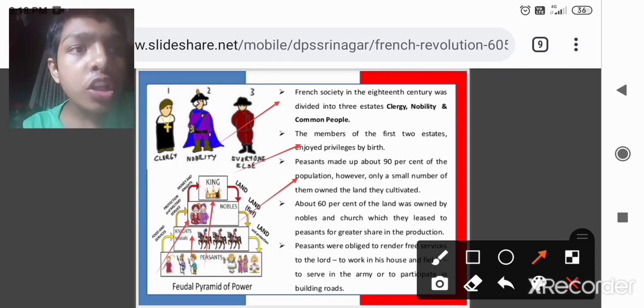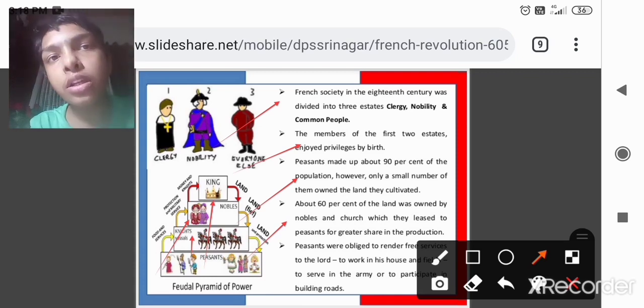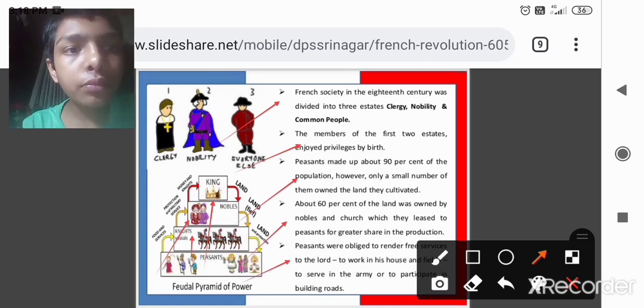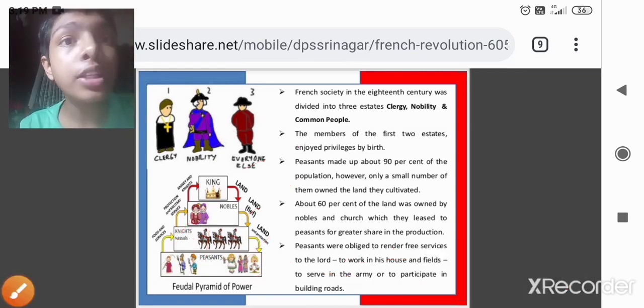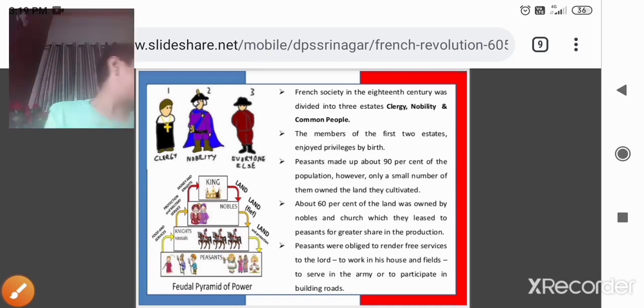Representatives. So about 60% of the land was owned by nobles and church people, which they leased to peasants for a greater share in the production. Now what they wanted was that whatever the peasants produce, they wanted more production. Peasants were obliged to render free services to the lord, to work in his house and field, to serve in army, or to participate in building roads. They helped without pay. You see? They were rendering free services to the lord, to work in their house, in their fields, and to serve in the army, or to participate in building roads. It seems like a joke now, as if they wanted to participate in building roads, right?